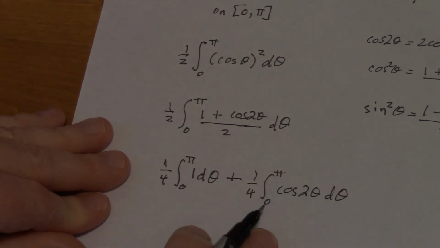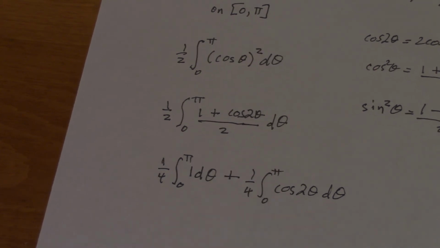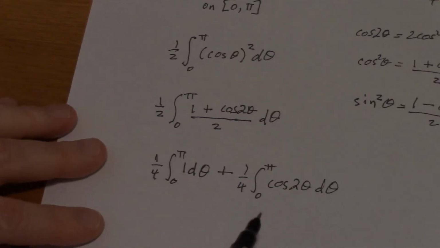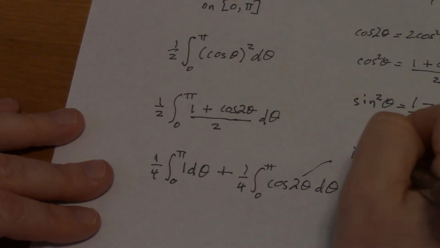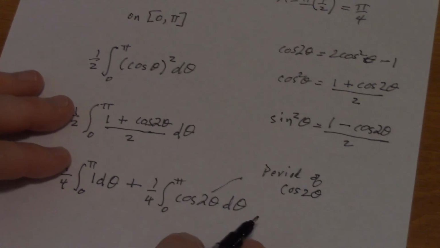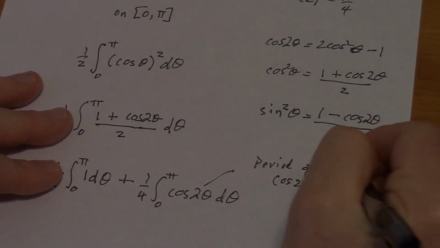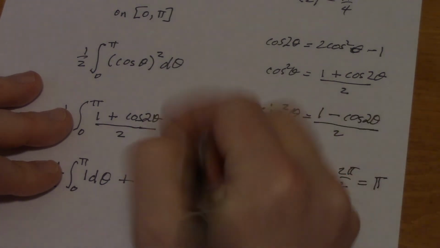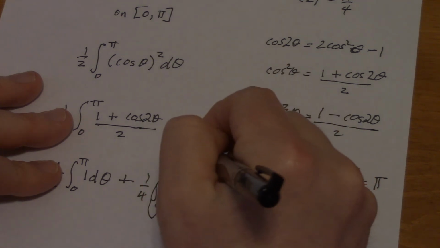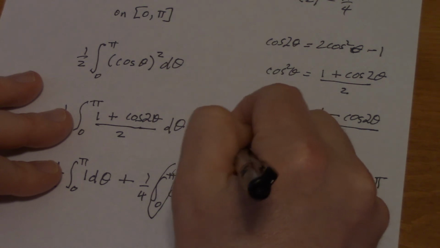Now with trig integrals, this happens an awful lot. So you need to be looking for it, you need to be aware of it, and you need to know when you're seeing it and what to do. If we remember the period of cosine of 2 theta, how do we find that? We do 2 pi over b, where 2 is b. So that's 2 pi over 2, which is pi. So if we look at this, we notice that's one whole interval.